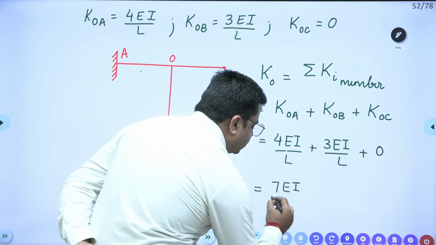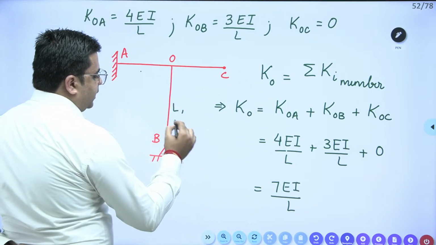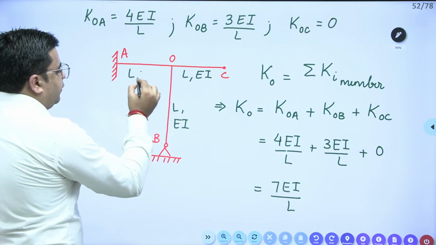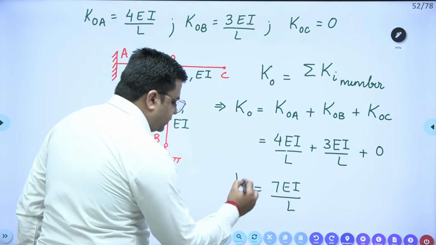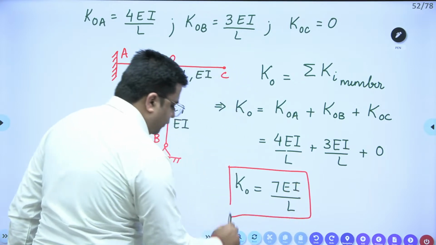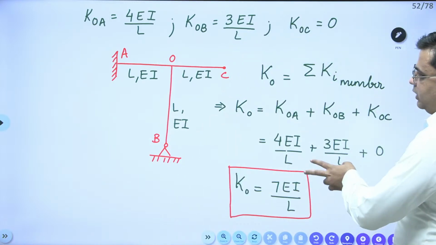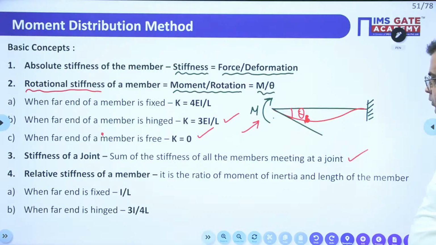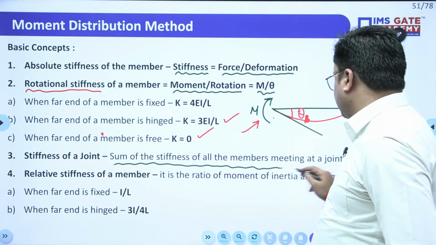if the length and the flexural rigidity of all the members are the same. L and EI are the same for all the members. So this is how you calculate the total stiffness of a joint. Okay, moving on with this. The stiffness of the joint is the sum of the stiffness of all the members meeting at a joint.